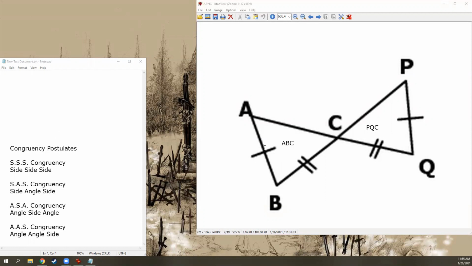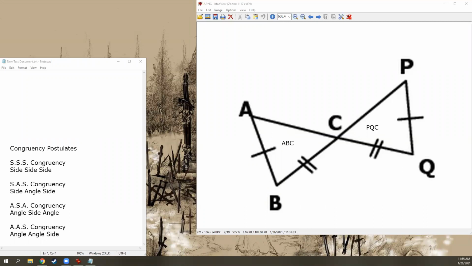Well, we've got one side here, right? AB is equal to PQ. They marked it. BC is equal to QC. They marked that. So we have two sides. Well, if we have two sides, then which of these four postulates are out?